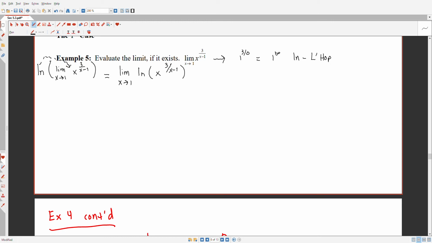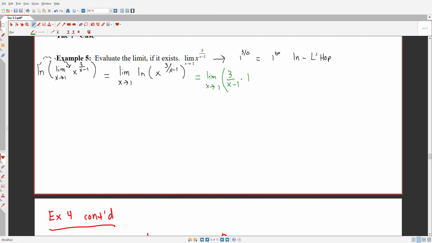Why is this a good thing to do? This is a good thing to do because of our logarithm rules. Our logarithm rules tell us that the natural logarithm of something to a power, you can bring the power down.